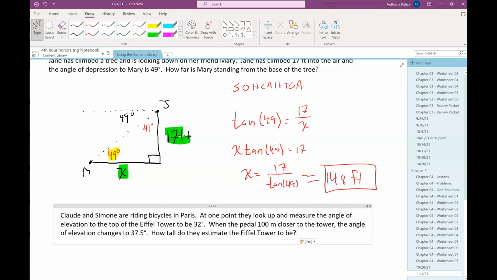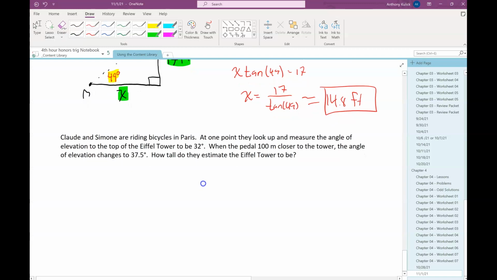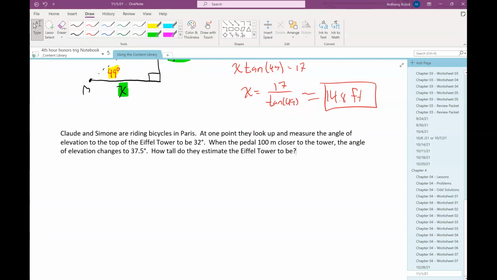Not too bad. Last example here. This is the most difficult one. So Claude and Simone are riding bicycles in Paris. Isn't that romantic? At one point, they look up and measure the angle of elevation to the top of the Eiffel Tower to be 32 degrees. Everything I like to do on my romantic trips to Paris. When they pedal 100 meters closer to the tower, the angle of elevation changes to 37.5 degrees. How tall do they estimate the Eiffel Tower to be?